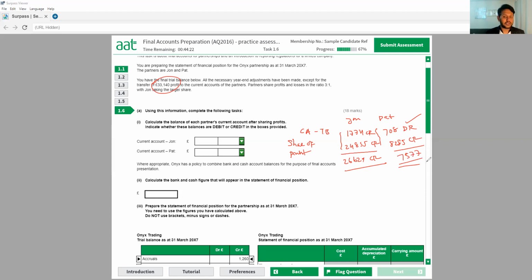Be very careful with these workings because they might come in the exam and you have to know how to do it. So we have John's balance that is 26,629, and it's a credit. And for Pat it is 7,577. It is also credit.